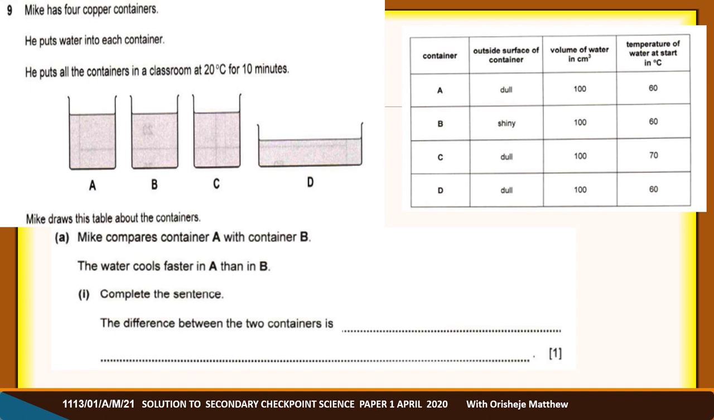Mike has 4 copper containers. He puts water into each container. He puts all the containers in a classroom at 20 °C for 20 minutes. Mike draws this table about the containers. Mike compares container A with container B. The water cools faster in A than in B.